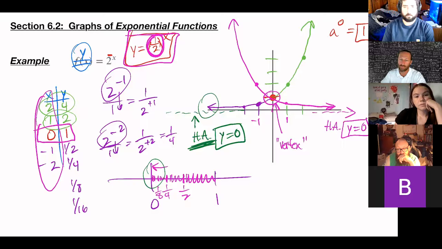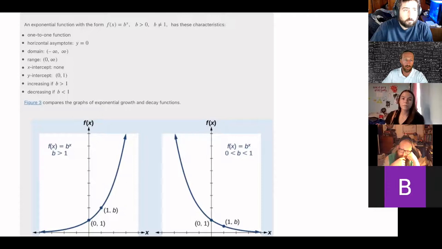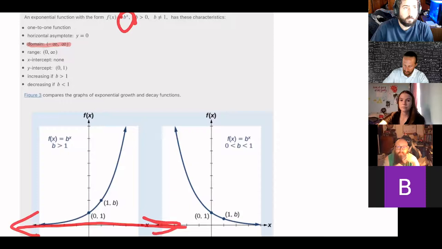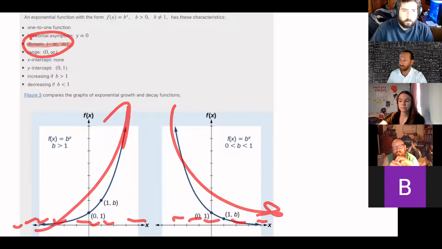Okay. So here are a few characteristics if you want to pause it at this juncture and write any of this down. But the key things are, I wanted you to notice the domain. We could plug in anything, right? Why can we plug in anything? Because we're just dealing with some number to a power. And we can plug in 0, 1, 2, or -1, -2, any of those things. Domain, everything on my graph is covered, whether it's an increasing or decreasing function, which, remember, the base tells us which is which.